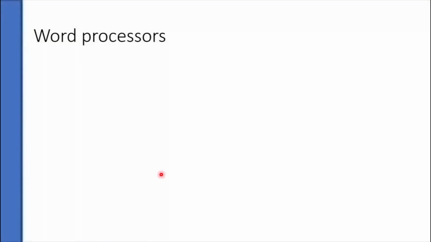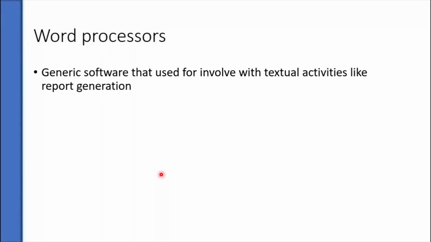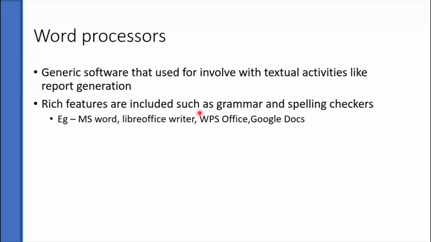The first one is the word processor. This is a generic software used for textual activities like report generation. Different things are there. You might have used at least one text processor. Rich features are there, such as grammar and spelling checking.